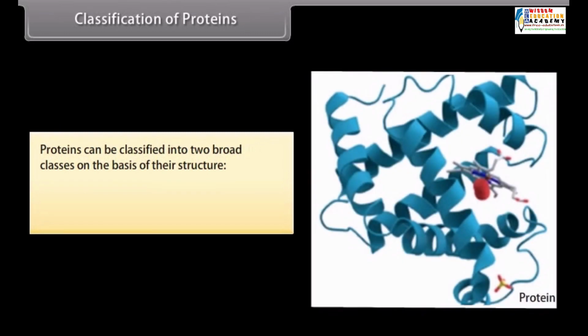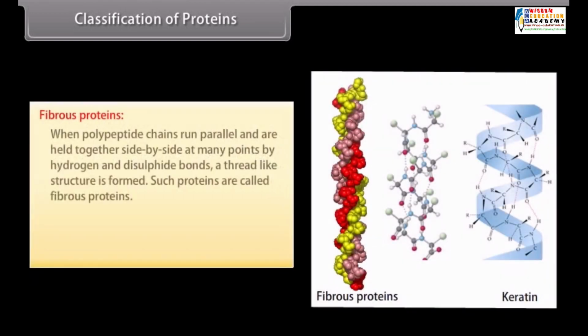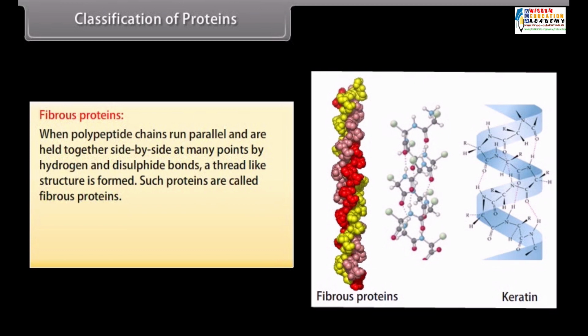Classification of proteins. Proteins can be classified into 2 broad classes on the basis of their structure: fibrous proteins and globular proteins. Fibrous proteins. When polypeptide chains run parallel and are held together side by side at many points by hydrogen and disulfide bonds, a thread-like structure is formed. Such proteins are called fibrous proteins.